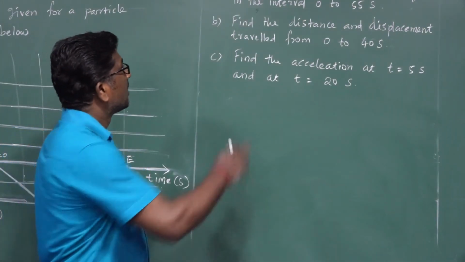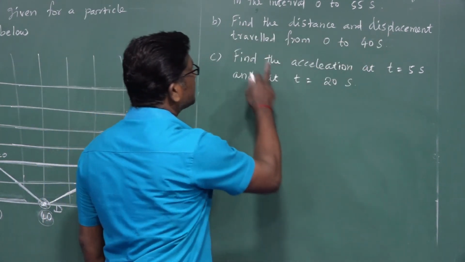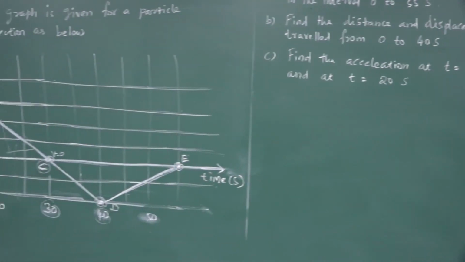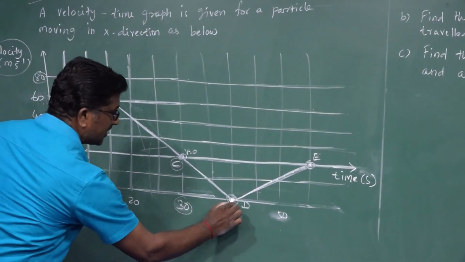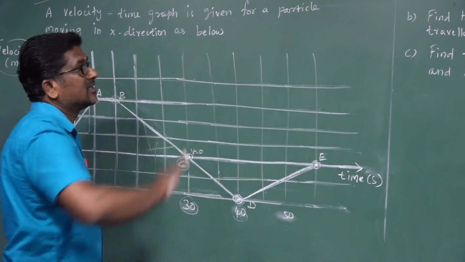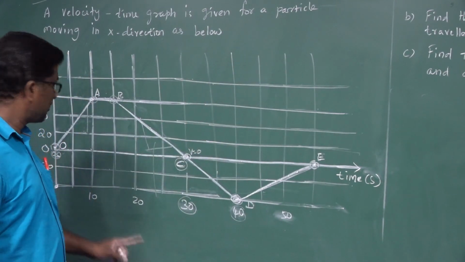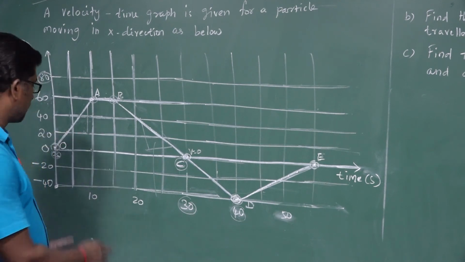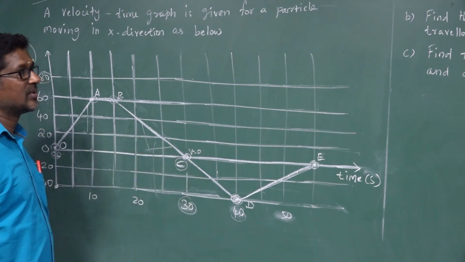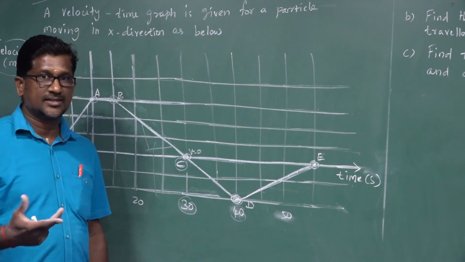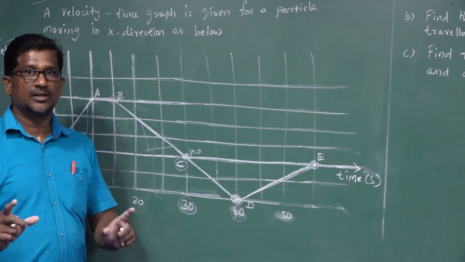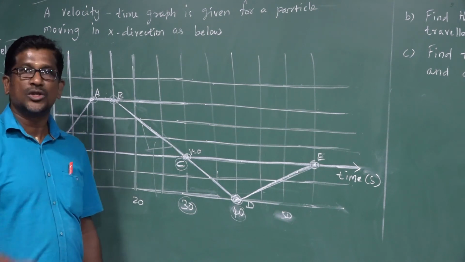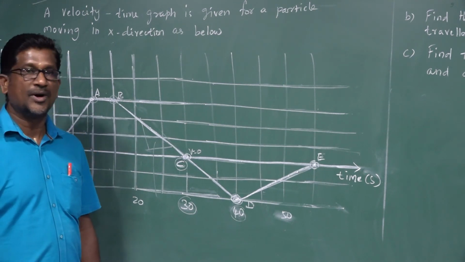Next question. Find the distance and displacement traveled from 0 seconds to 40 seconds. First, the distance traveled by the particle from 0 seconds to 40 seconds. We know that distance is a scalar quantity, so it does not depend on direction. So all the values are positive.